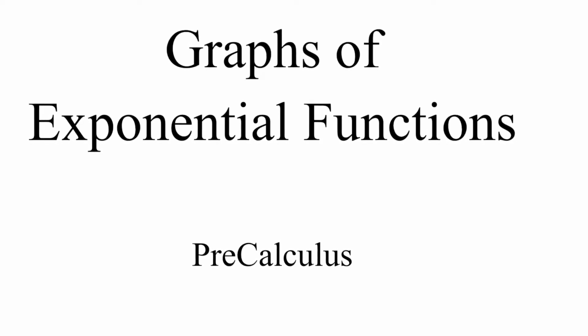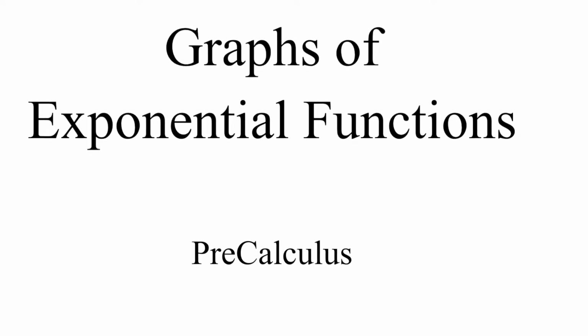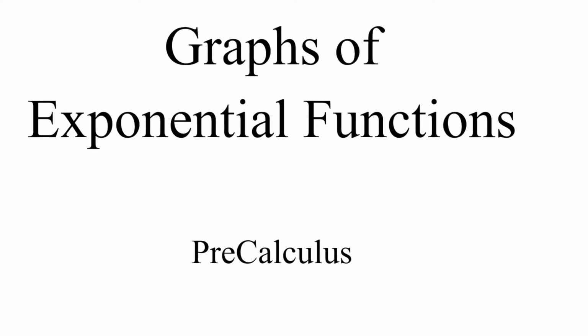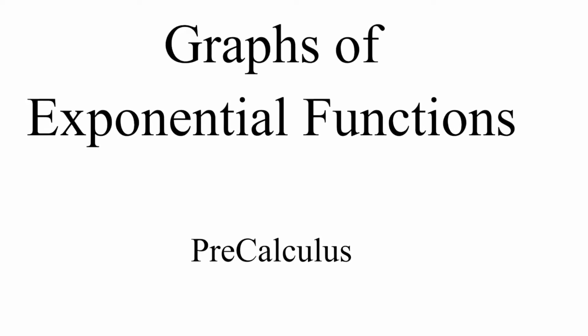Consider a function of the form f of x equals a b to the x power. Since a, which we called the initial value in the last section, is the function value at an input of 0, a will give us the vertical intercept of the graph.